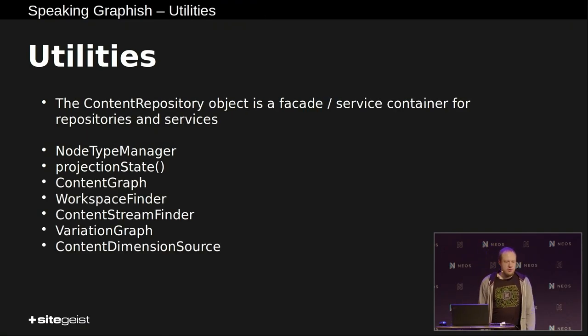So besides reading and writing, there are some utilities. As I said, this content repository object is basically a facade for all the services included there per content repository. So each content repository has its own node type manager. You can fetch arbitrary projection states. For example, if you write your own projections for this content repository, you can fetch them there. For the usual projections like the content graph, workspace finder, and content stream finder, there are separate methods for getting those. You can get the variation graph if you want information about this dimension space thing, for example, what dimension space points are available, if you want to build a language menu or something. But usually you don't get in contact with that too much. And the content dimension source if you just want to know which dimensions are there.